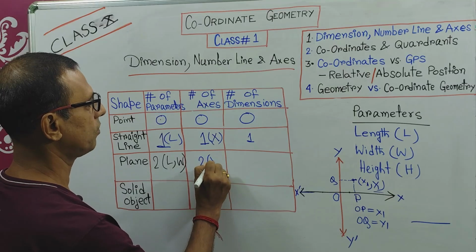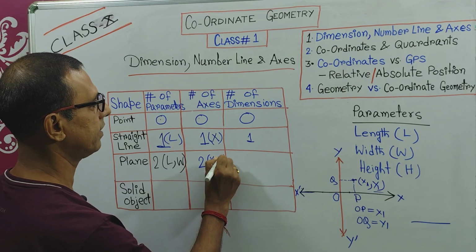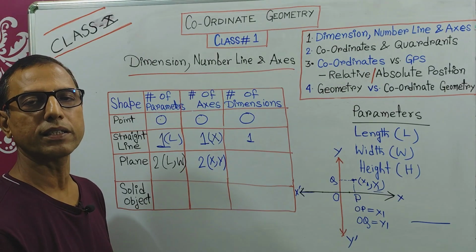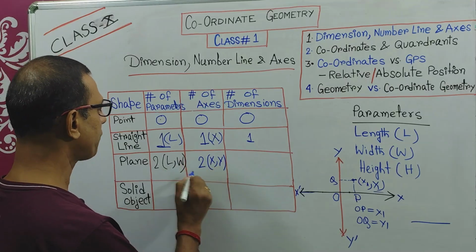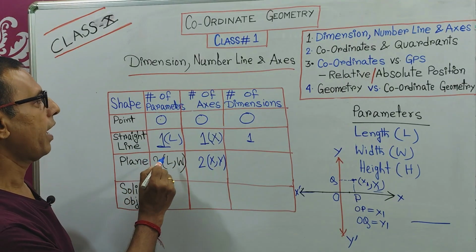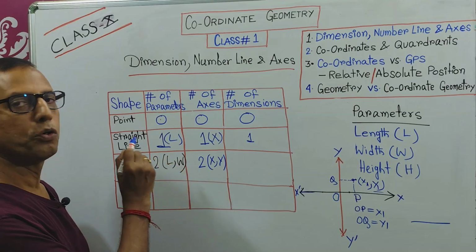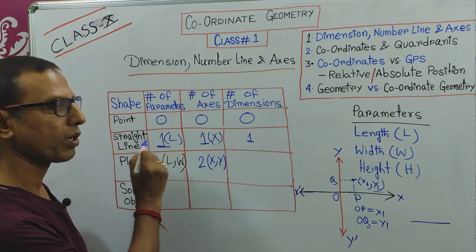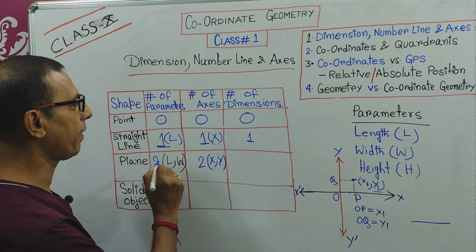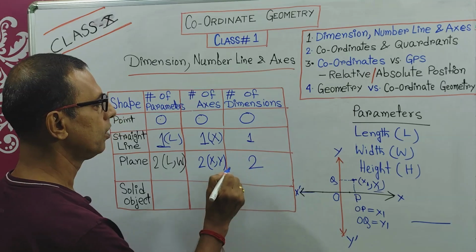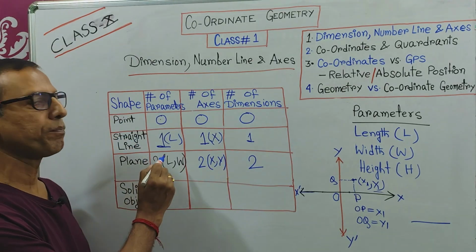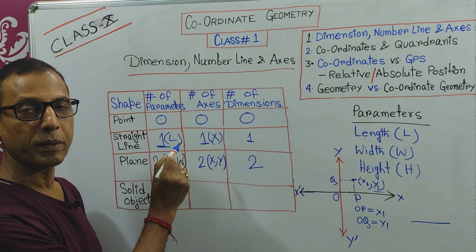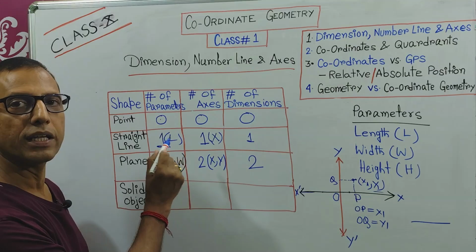What are the axes? X and y. Along the x it is the x-axis, the abscissa, and along the y it is the y-axis, the ordinate. Now, since the number of parameters and the number of axes are equal, required to specify the position of a point on a particular object, the number of dimensions is also 2. So the number of dimensions is equal to the number of parameters or the number of axes required to specify the position of a point in that object.